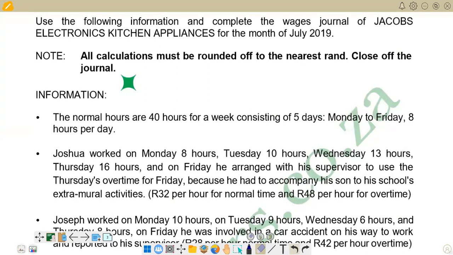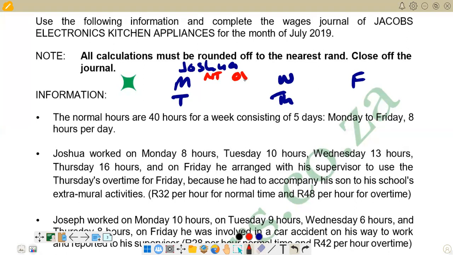Now we want to concentrate on Joshua. So we are on Joshua. We are saying Monday, Tuesday, and then we've got Wednesday and Thursday, and then we've got Friday. For this, we are going to have normal time and overtime. The same applies here. We put normal time there.